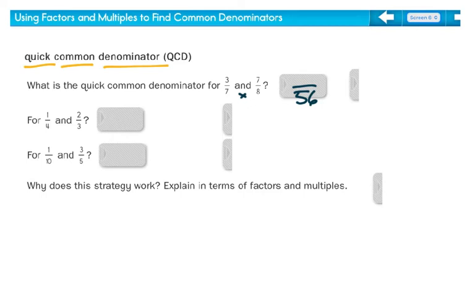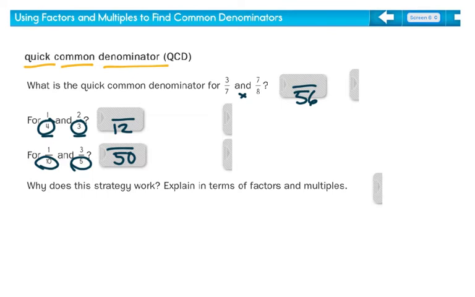You can do that. So if you were finding the quick common denominator for 1/4 and 2/3, what would it be? Take 4 times 3. Your quick common denominator is 12. What about 10 and 5? 50.